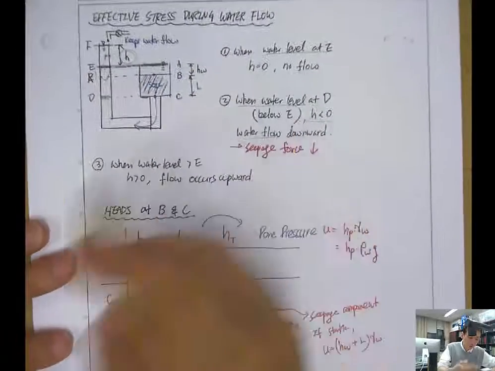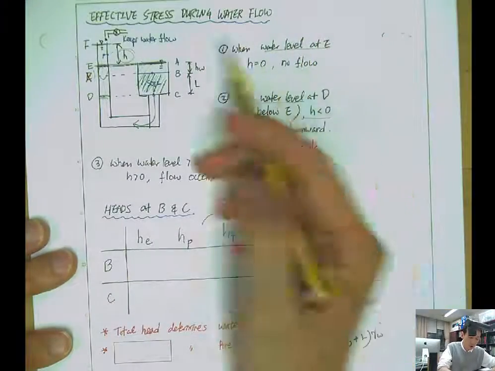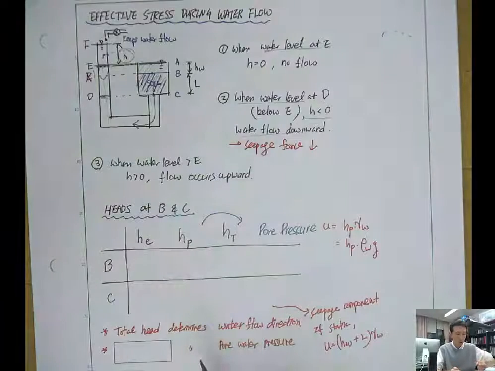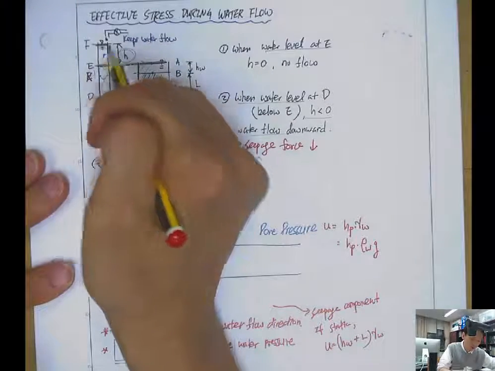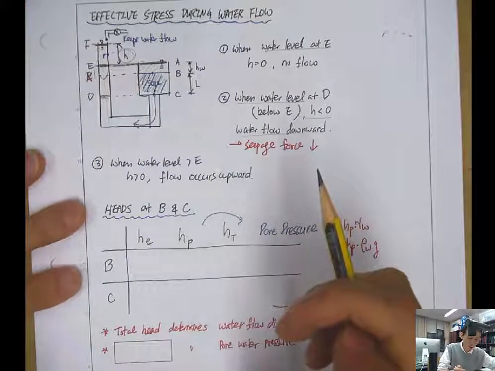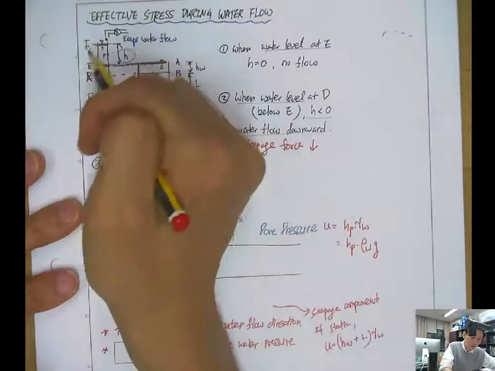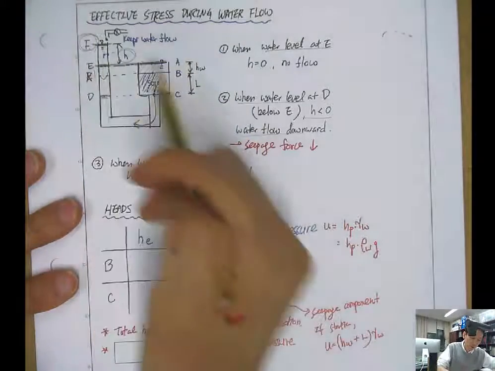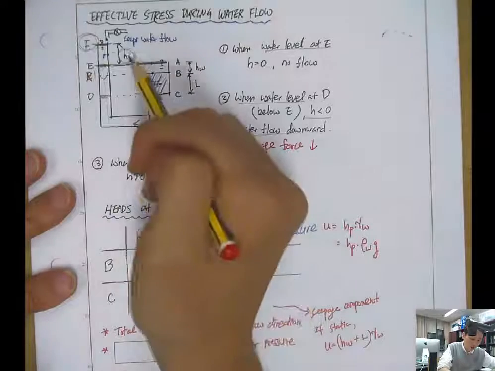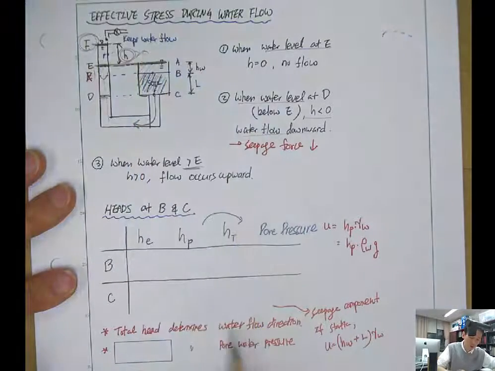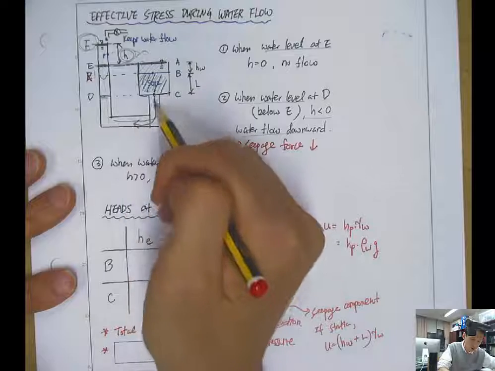The other case is when you bring up the pipe, so that the water level here becomes the level of H on F. Now the water level is higher than E, so H is positive. So the flow will occur in this direction.